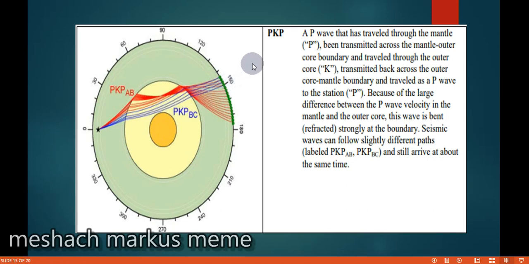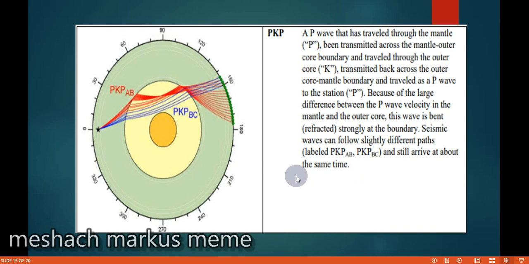Travel as P waves to the station. And we have to understand that because of the large difference between the P wave velocity in the mantle and the outer core, these waves are bent, refracted strongly at the boundary. Seismic waves can follow slightly different paths, labeled PKiKP and PKPdf, and still arrive at about the same time.